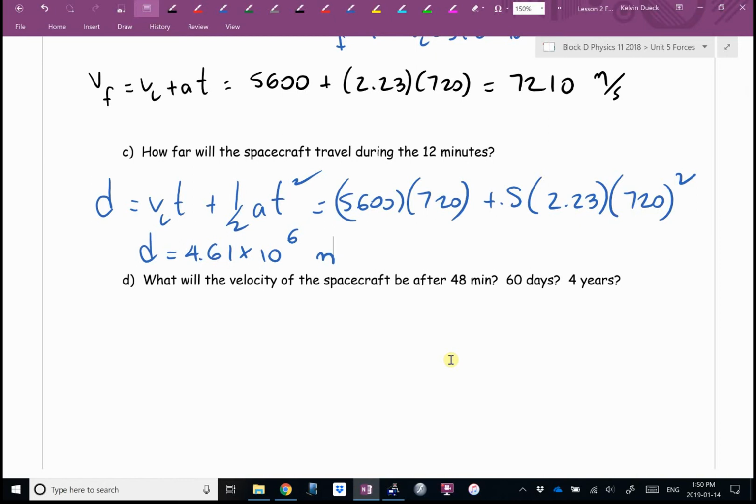No. Because what does Newton's first law say? In outer space where there's no forces acting on you, you're going to keep going in a straight line at a steady what? Speed is, I think, the phrase I've used. What was our speed when we shut off the engines? 7,210 meters per second. How fast are we going after 48 minutes? 7,210 meters per second. How about after 60 days? 7,210 meters per second. And this is how we're able to get space probes out to Pluto.